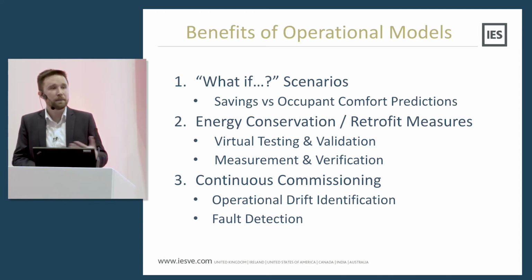And finally, the calibrated model can be used for ongoing commissioning. If you have a model that's a close match to how your building performs in terms of energy, if you continually run the model and compare it to your real building, if they start to drift from each other, you can spot maybe changes in the real building that were suboptimal. The energy use drifts upwards in the real building, but not in the model. You can be sure that there's a fault there that needs to be found.